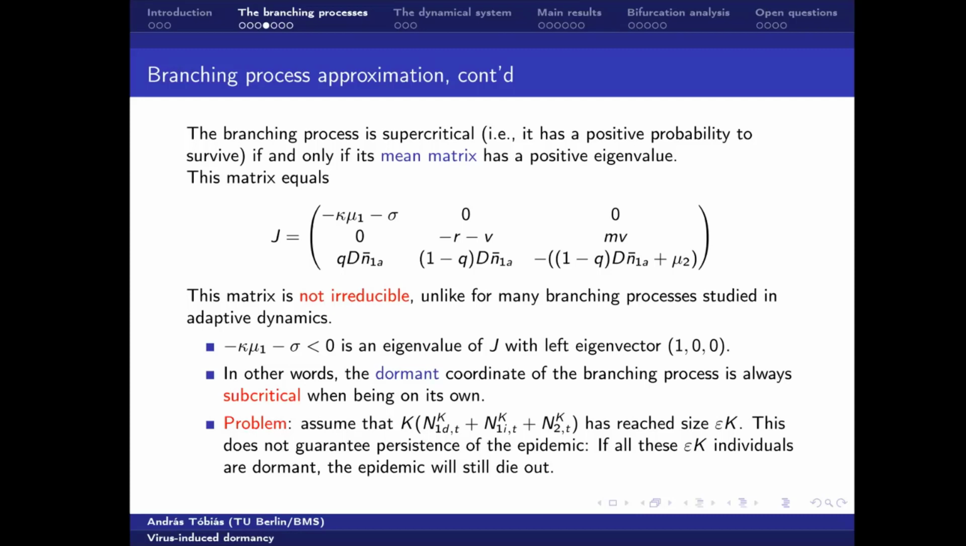And then this is a problem because we wanted to say that if the population of dormant, infected, and virus reaches size epsilon times k, what happens if all the epsilon times k guys are dormant? Then they will still die out and we will still converge to the equilibrium of the active coordinate without other coordinates. And we want to somehow say that this doesn't happen, right? So if you have epsilon times k of these 3 types, then actually you have enough viruses and enough infected individuals as well, so that you can have a macroscopic epidemic with high probability afterwards.